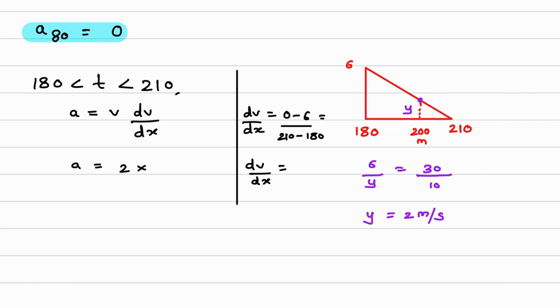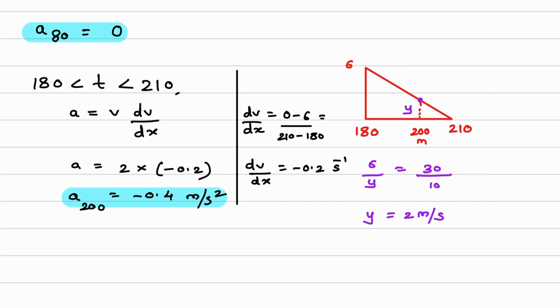From here we can calculate dv by dx, which is equal to minus 0.2. What is the unit of dv by dx? It will be meter per second upon meter. So meter will get cancelled, second raised to minus 1, per second. So you have to multiply this by minus 0.2. From here we can get acceleration at 200 meter equal to minus 0.4 meter per second square. So this will be deceleration.